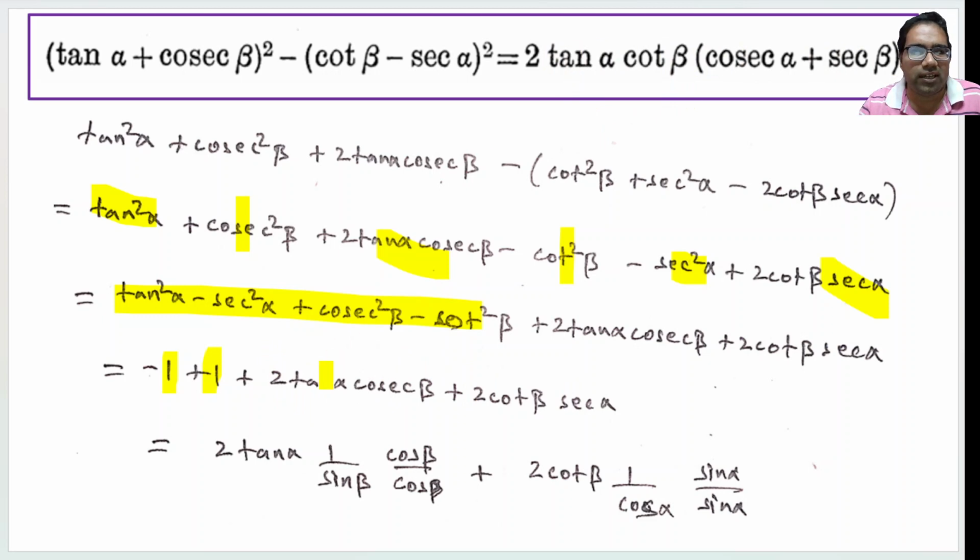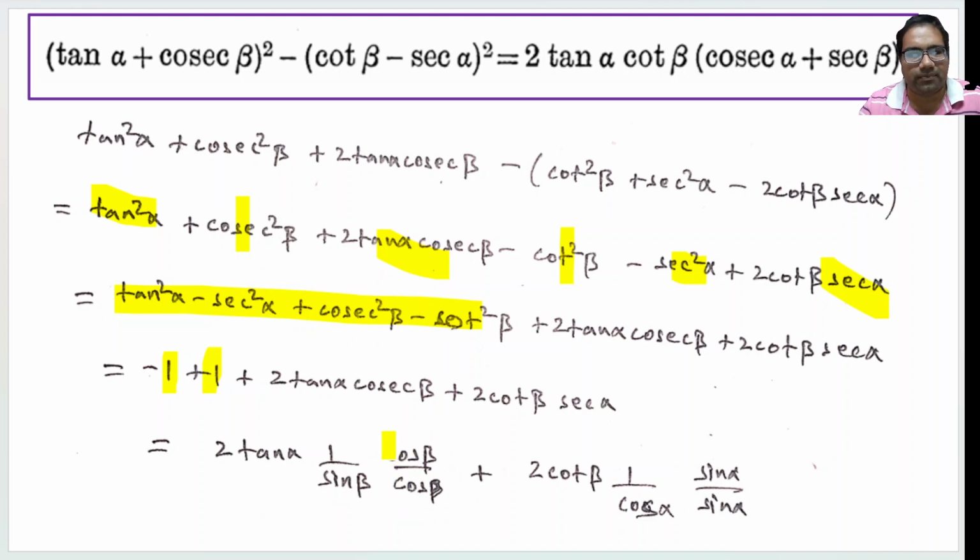We have tan alpha, which is fine. We have to get cot beta and cosecant alpha. So what we do, let's write this cosecant beta as 1 by sine beta. And here we have 2 cot beta secant alpha; we want secant beta here, right? So tan alpha, let's keep it like this. Cosecant beta, let's write it as 1 by sine beta, and just multiply by cos beta with both numerator and denominator.